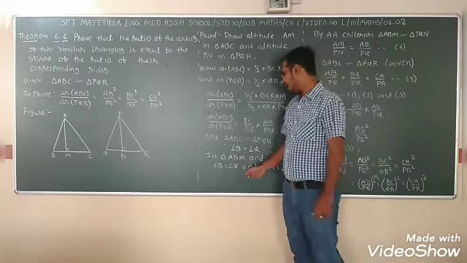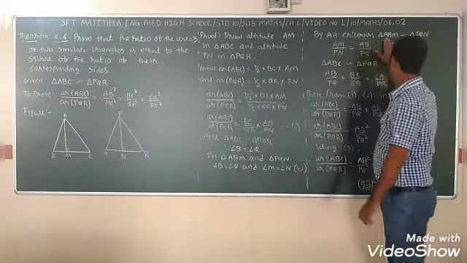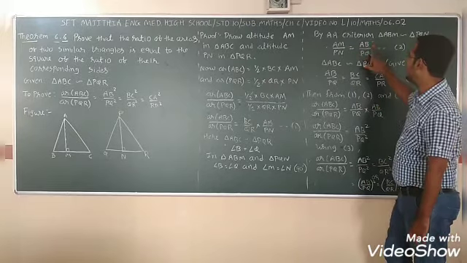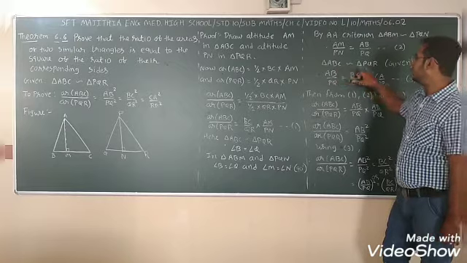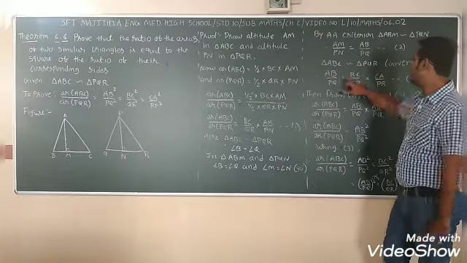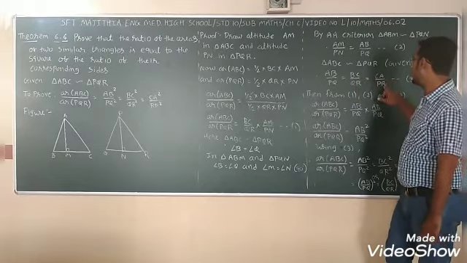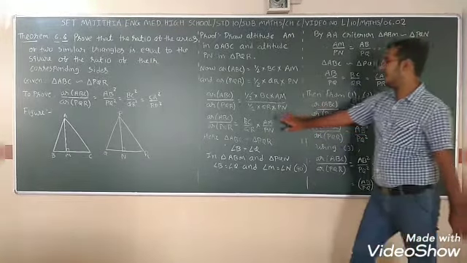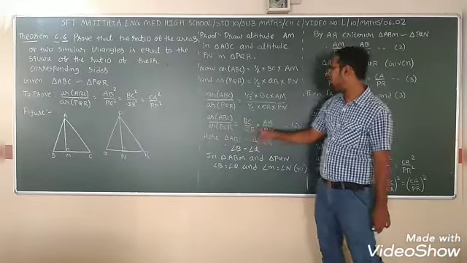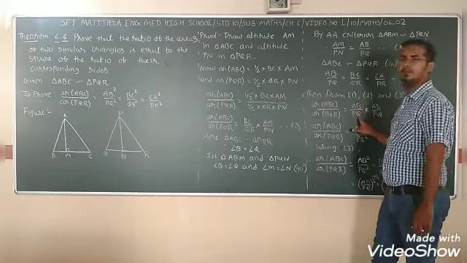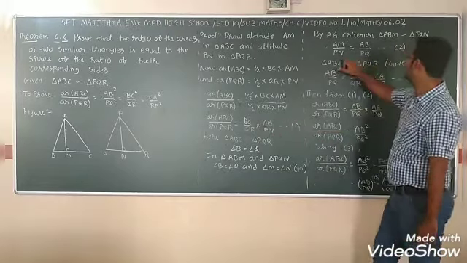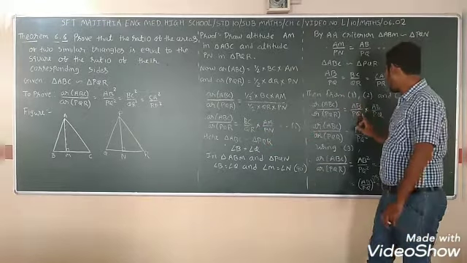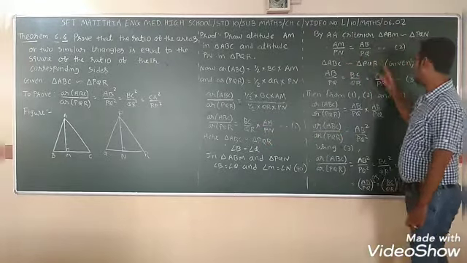Now by AA, angle angle criteria, triangle ABM is similar to triangle PQN, so its corresponding sides' ratios are also equal. So AM upon PN is equal to AB upon PQ. Call it 2. And it is given ABC is similar to PQR, so AB upon PQ is equal to BC upon QR is equal to CA upon RP. That is 3. So from 1, 2 and 3, area of ABC upon area of PQR is equal to BC upon QR, which is equal to AB upon PQ, and AM upon PN is equal to AB upon PQ.